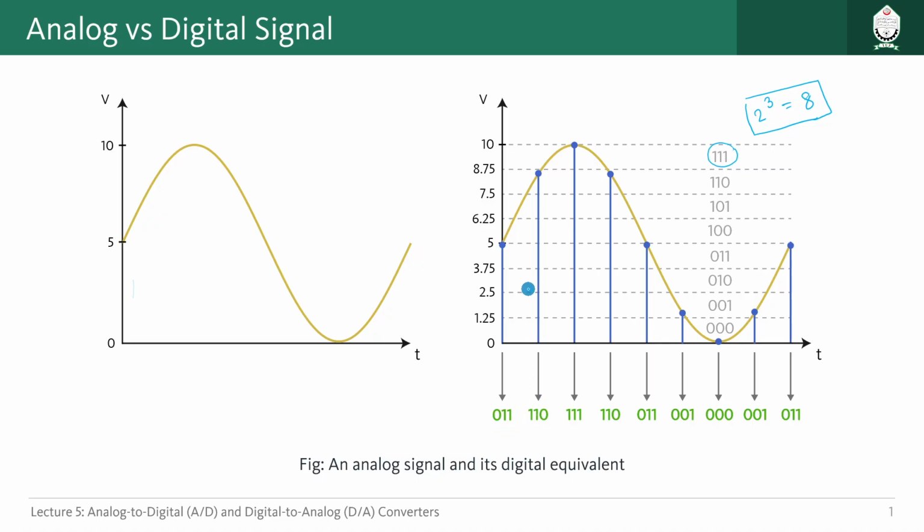So in this way, for each of the sampled signals we are getting 3-bit values, and this is the final digital signal we will transmit through our digital device, right? So this is the digital signal compared to this analog signal.